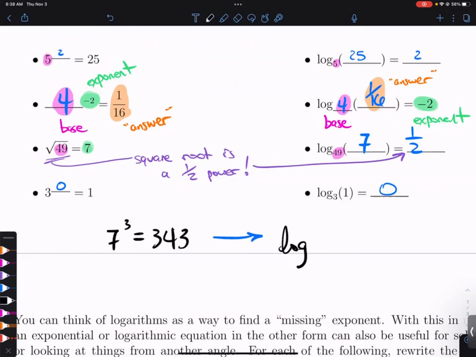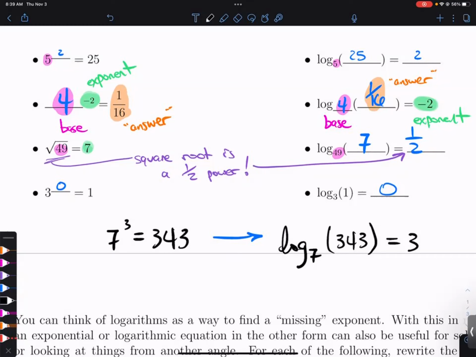The log base 7 of 343 is 3. Okay, good. So what logarithms let us do is find an exponent that we don't know. The stuff that we looked at a minute ago, like the equations where I can kind of guess it, those are exponents that we do know, or can figure out by being clever. This helps us find an exponent that we don't know, whether we could find it that way or not.